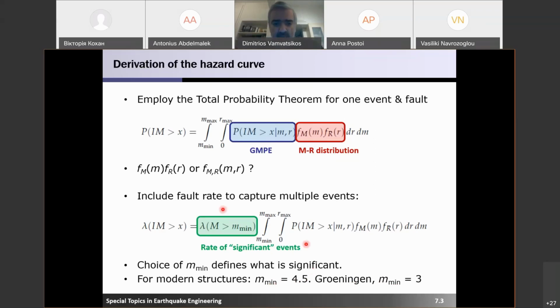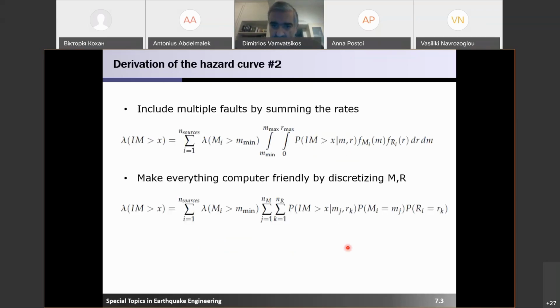So now you have a rate in front, and then of course you have your integral over magnitude and distances. And again, this is just for one fault. Now let's do multiple faults. If you remember, the classic Poisson trick was that you can sum up the rates, it's very easy. And that's what you do. You have multiple sources, no problem, sum them up, each one with its own rate of significant events.